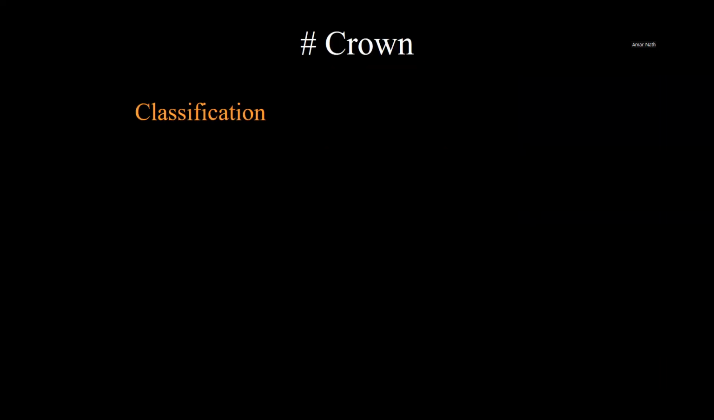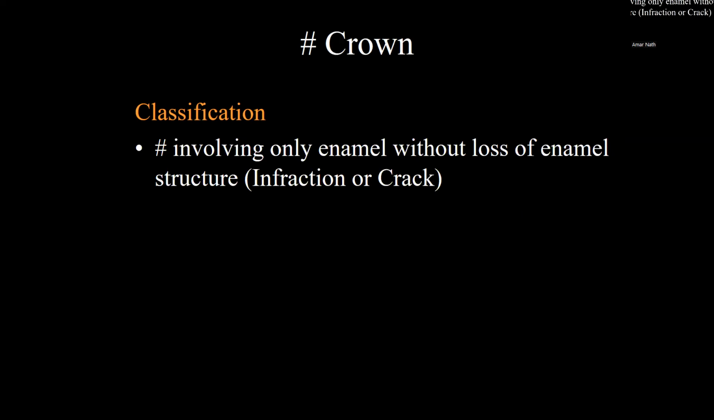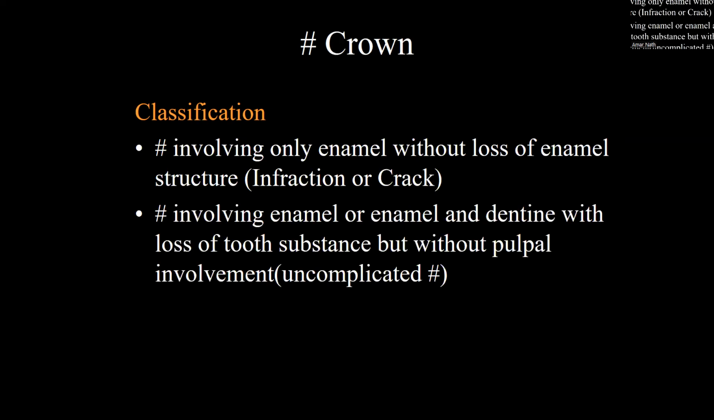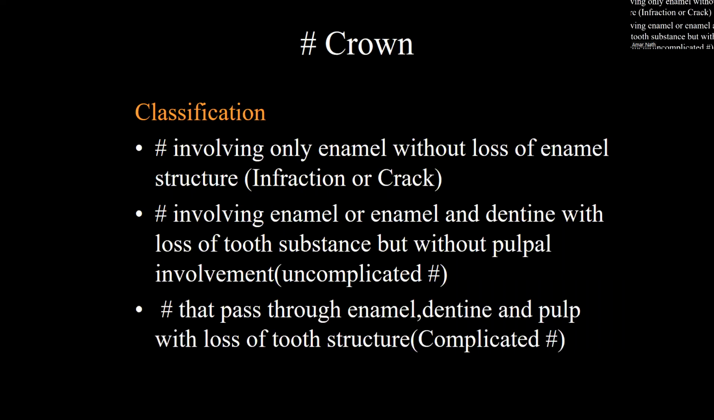Next is the crown fracture classification. Crown has enamel, dentine, and pulp. A fracture involving only enamel without loss of tooth structure is called an infraction or crack. The second one is a fracture involving enamel or enamel and dentine with loss of tooth substance but without pulp involvement. This is called an uncomplicated fracture. And the next one is a fracture that passes through enamel, dentine, and pulp with loss of tooth structure, which is called a complicated fracture. Root fracture can occur at any level.